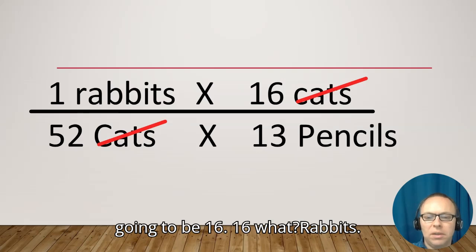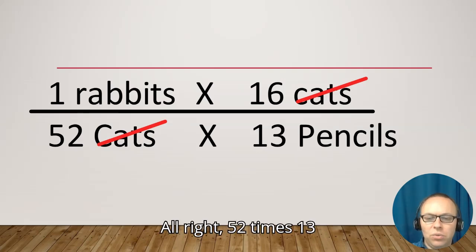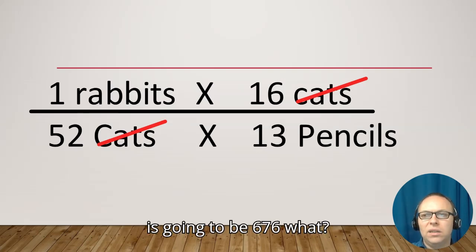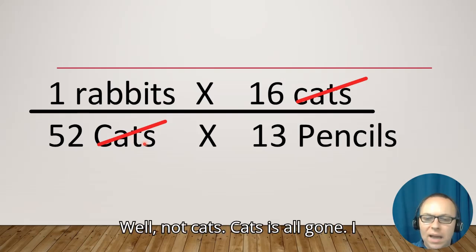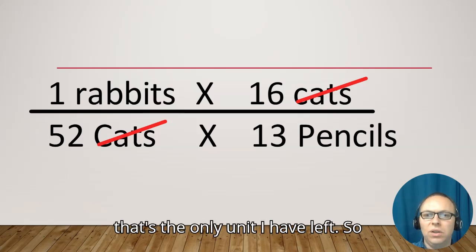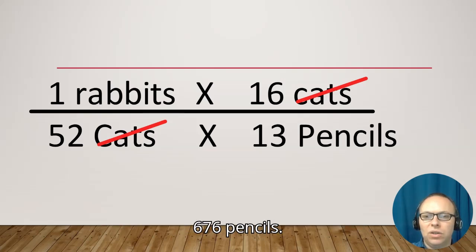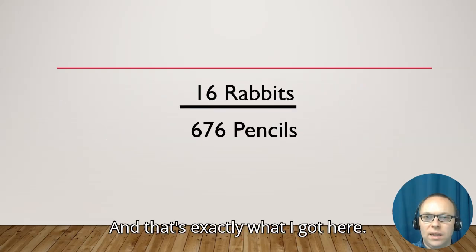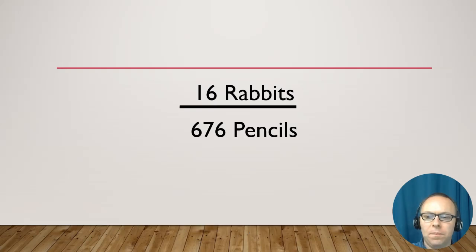16 what? Rabbits. Alright, 52 times 13 is going to be 676 what? Well, not cats. Cats is all gone. I erased it, right? It's pencils, because that's the only unit I have left. So 676 pencils. And that's exactly what I got here.